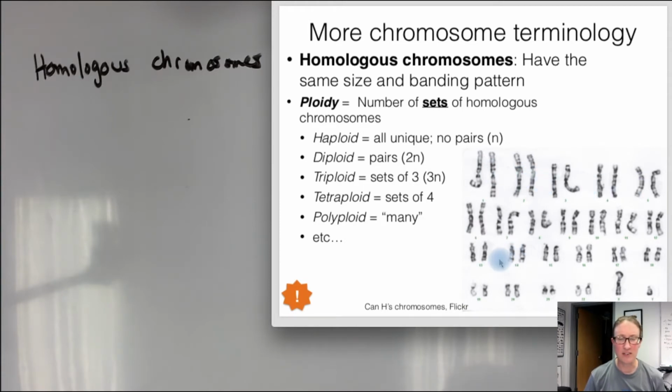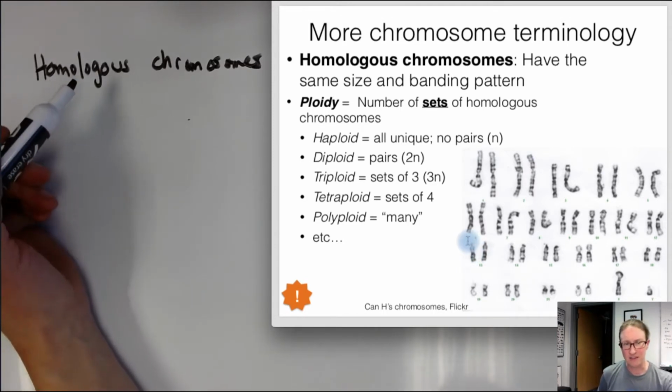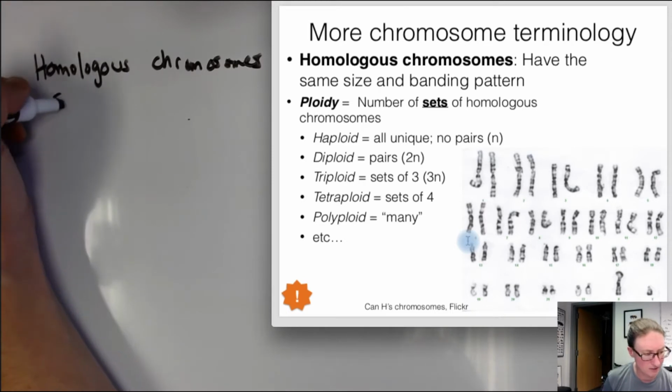Another thing you might notice here is in some cases the centromere is in the middle of the chromosome, but in other cases it's actually closer to one end, and that's very common to have happen. So there's no rule that the centromere has to be in the center of the chromosome. It can be anywhere along the length of the chromosome. So that's homologous chromosomes, same size and banding pattern.